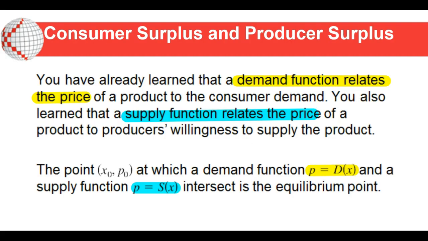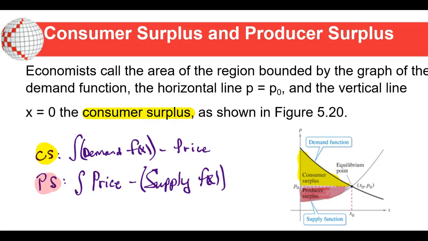A couple application problems. You guys are business majors, so you know about these supply functions, the demand function, consumer surplus, and producer surplus problems. You've seen this graph certainly before. Well, we're going to use it to find the yellow. You're going to do the demand function minus the price. To find the pink, which is the producer surplus, we're going to do the price minus the supply function.